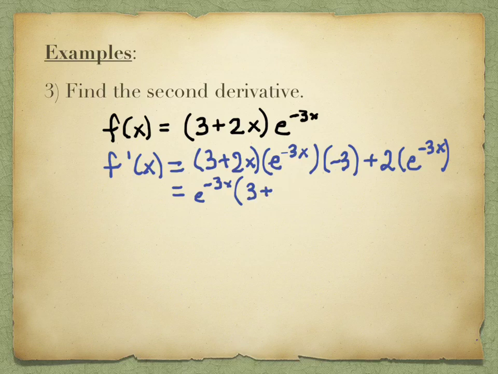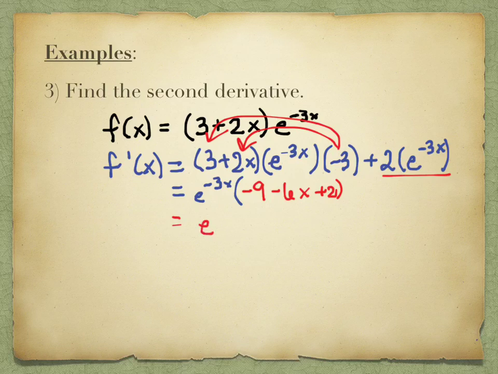Oops, but that's times negative 3. I didn't do that, did I? So this negative 3 can be multiplied by each of these, because it's left as well. So I don't have 3, I have negative 9. And I don't have 2x, I have negative 6x. Okay, what do I have left from my second term over here? 2. So taking a look at this, I have e to the negative 3x, and then I have what? Negative 7 minus 6x.